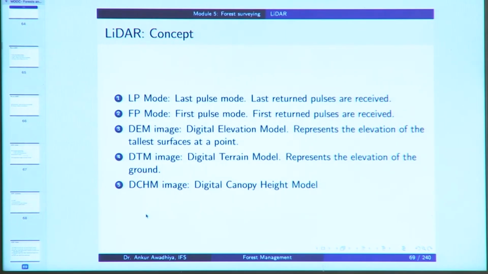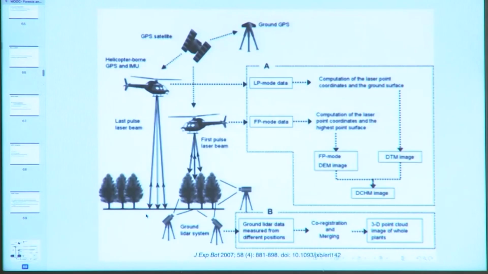And you can make use of LIDAR to get a DEM, which is a digital elevation model, which represents the elevation of the tallest surfaces at a point, and a DTM, which is a digital terrain model representing the elevation of the ground. And you can subtract DTM from DEM to get a DCHM, which is a digital canopy height model.